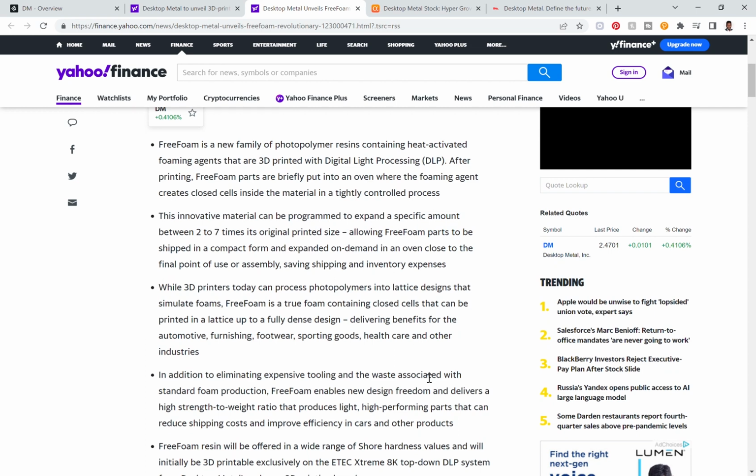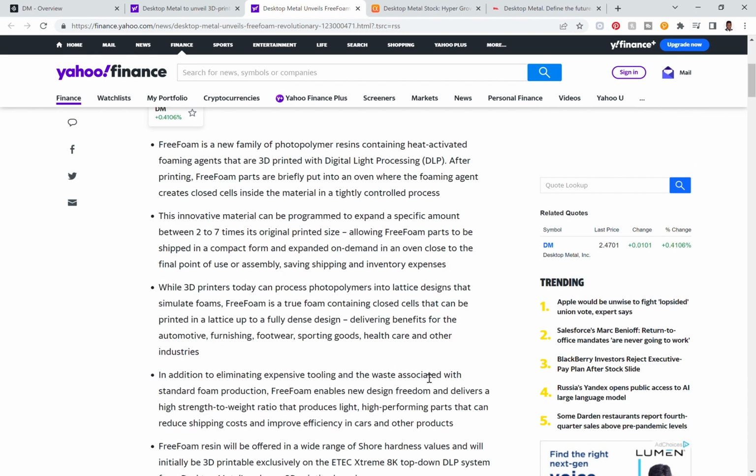So this foam, basically you can print it and it comes out at a smaller size and eventually it expands. This is great for shipping products. This is great for localized storage. A lot of benefits come into play when you look at this technology. Now, while 3D printers today can process photopolymers into lattice designs that simulate foams, FreeFoam is a true foam containing closed cells that can be printed into lattices up to a fully dense design.